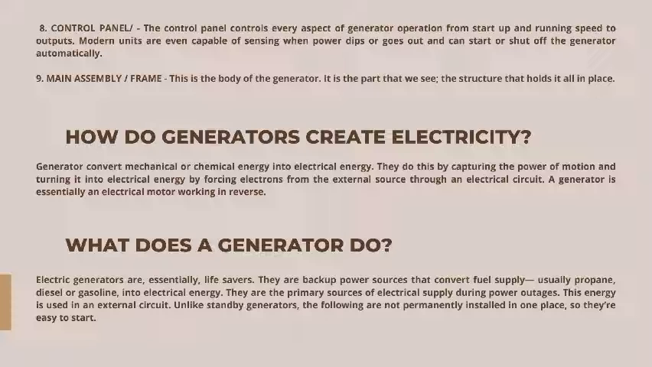What does a generator do? Electric generators are essentially lifesavers. They are backup power sources that convert fuel supply, usually propane, diesel, or gasoline, into electrical energy. They are the primary sources of electrical supply during a power outage. This energy is used in an external circuit. Unlike standby generators, the following are not permanently installed in one place, so they are easy to start.